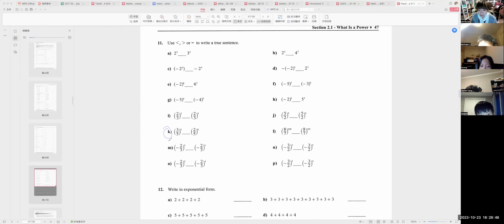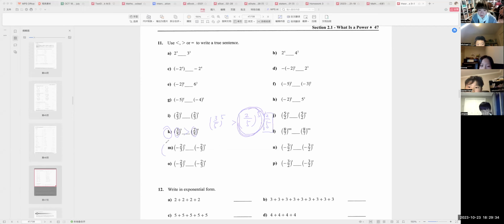Okay, next one, number K. I want to ask Daniel, 3 over 5 power 5 and 2 over 5 power 6. Which one is bigger? I think it's the 3 over 5. 3 over 5 is bigger? Yeah. Okay, let's see how we do it. Because 3 over 5 is bigger than 2 over 5, right? So 3 over 5 power 5 must be bigger than 2 over 5 power 5, right? And 2 over 5 power 6 times another 2 over 5 will make this number even smaller. So you're right.